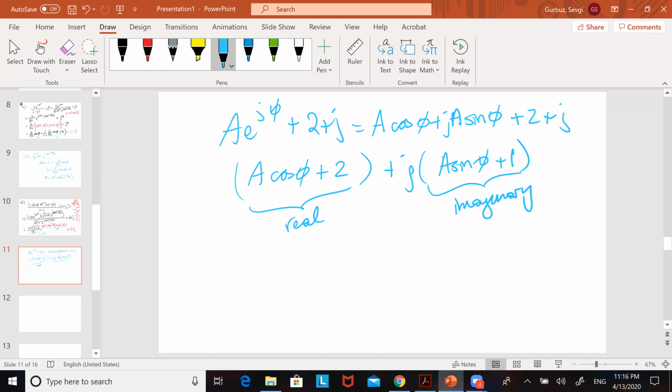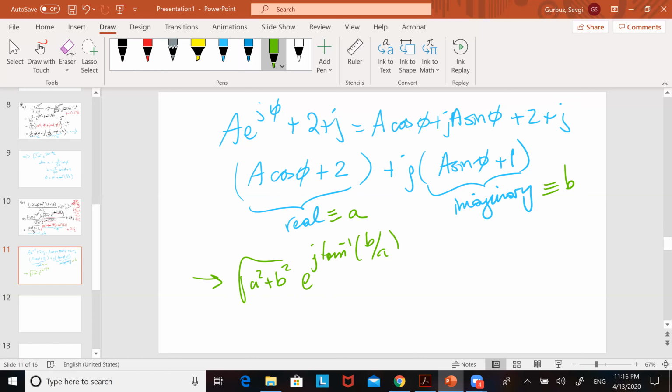And if you wanted to write your final answer again in polar format, what I would do is redefine numbers. I would define this real number as little a, and your imaginary number as little b. Again, you can backtrack all these calculations at the end. Then you could write this final answer in polar form as the square root of a squared plus b squared times e to the j tangent inverse of b divided by a, okay?